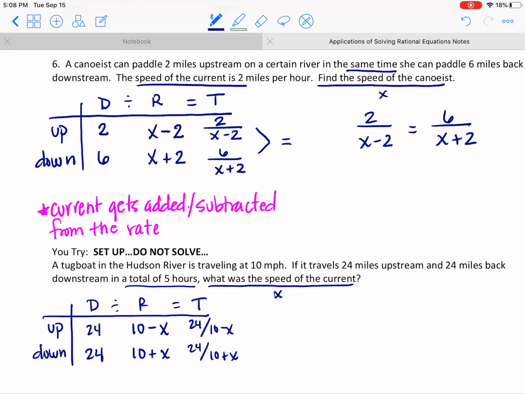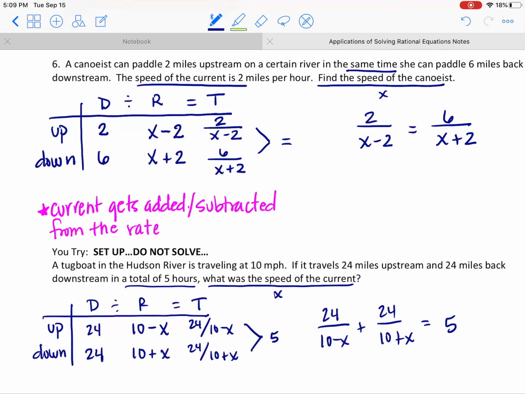Okay, now what I know again about these is that this takes a total of 5 hours. So in this case, these two aren't the same, but they total 5. So instead of making those two equal to each other, we're going to add the trip up, which was 24 over 10 minus x, with the trip down, which is 24 over 10 plus x, and make those two together equal to 5. And that would be the equation that we would solve to figure out the speed of the current. Okay? So there it is.